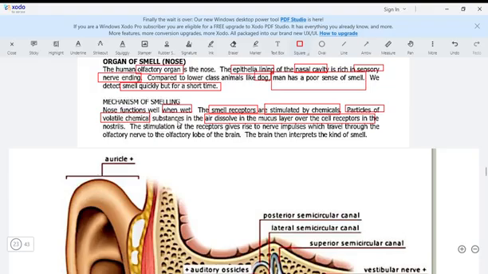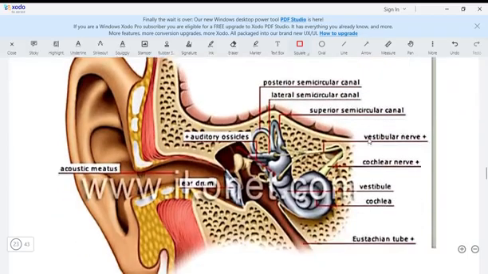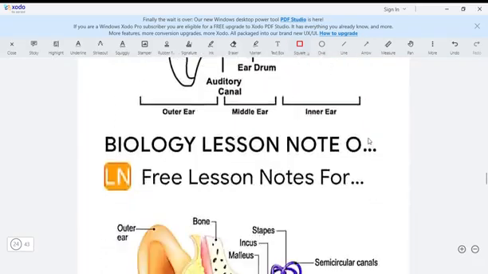So stimulation of the receptors, that means once these receptors in the nose are stimulated, it will give rise to a nerve impulse, which immediately will travel through the olfactory nerve to the olfactory lobe of the brain. So the brain will now interpret the kind of smell. So that is for the nose.